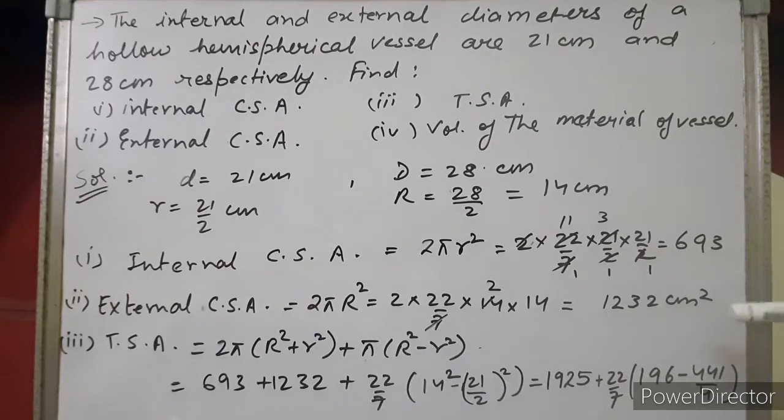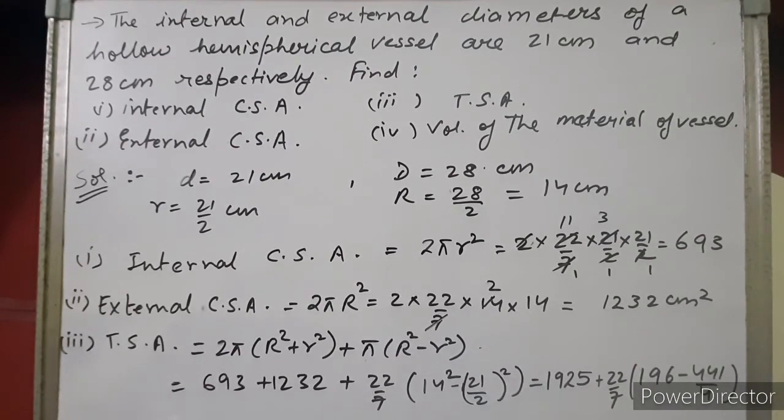Now when we calculate the external, in the same formula for curved surface area, we put the radius as capital R, the external radius. So when we substitute the value, 2 into 22 upon 7 into 14 into 14, so 7 2s are 14, and 2 into 22 into 2 into 14, when we multiply these terms, we'll get 1232 centimeter square. That is the external curved surface area, 1232 centimeter square. Alright children, understood this much.